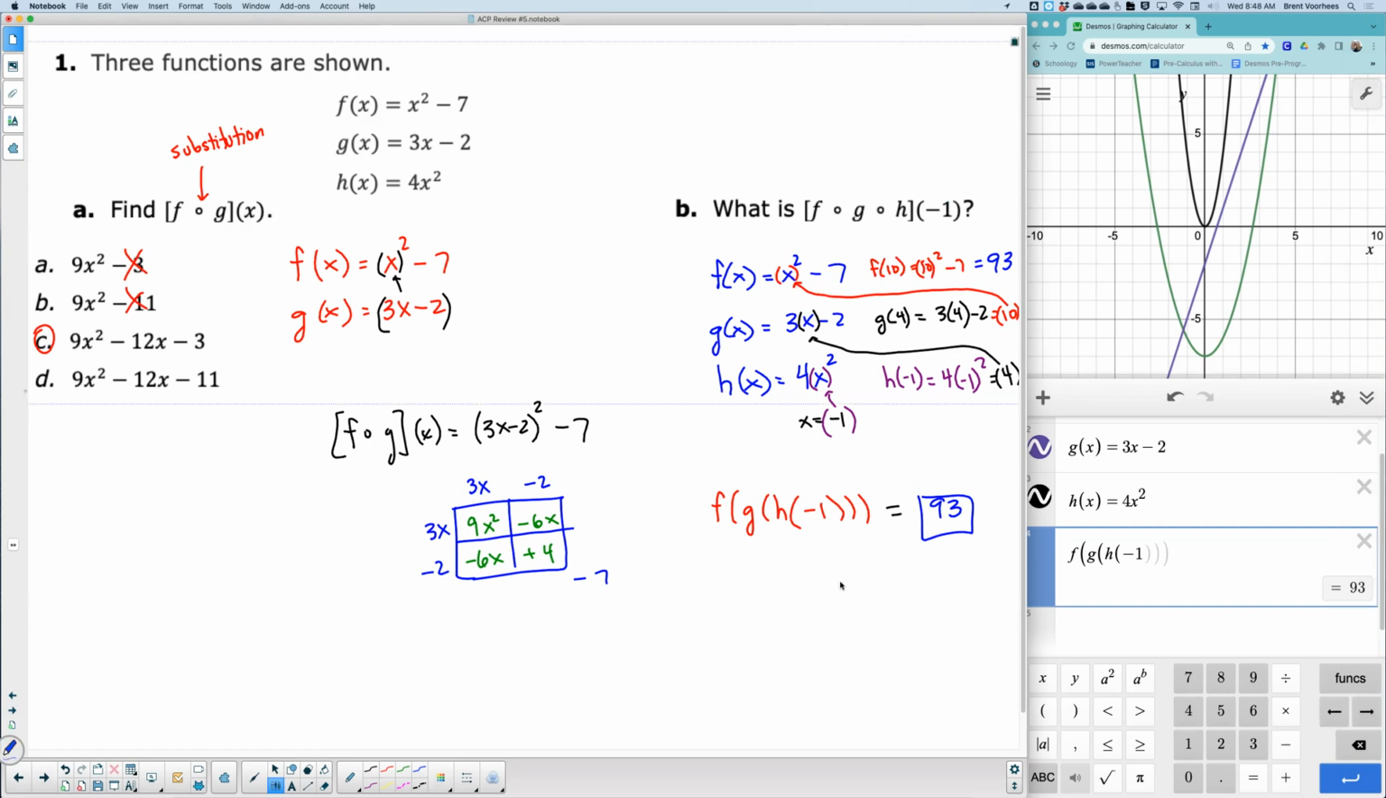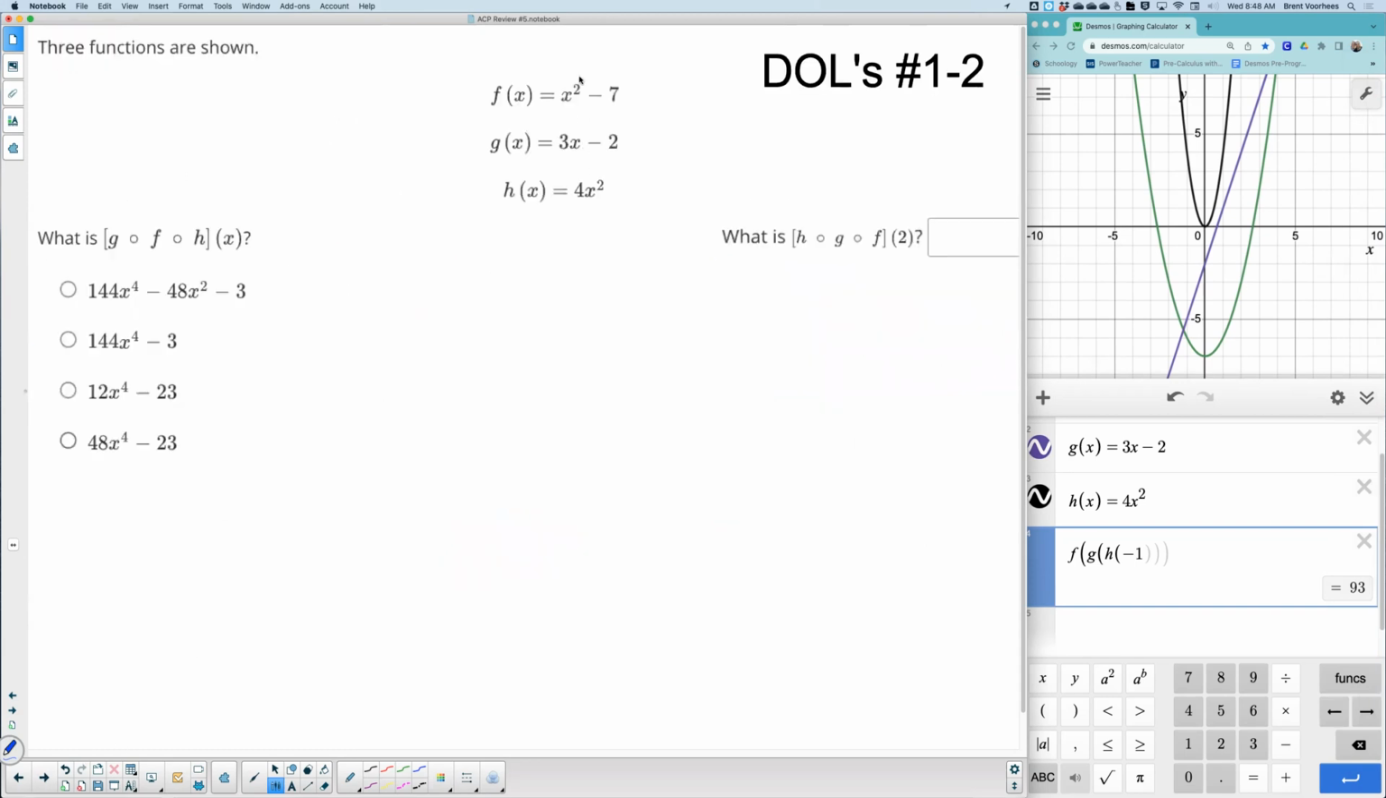Now you have a DOL using the same 3 equations. Using the same 3 equations, I want you to find g of f of h of x and g of f of 2. You can use algebra or calculator.